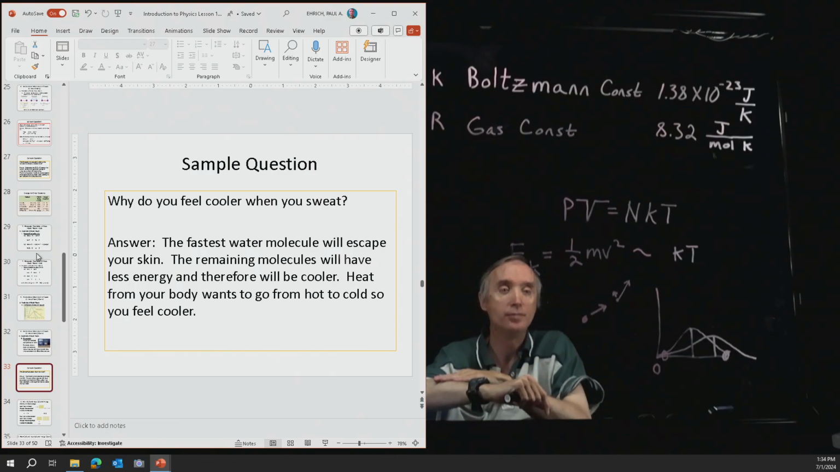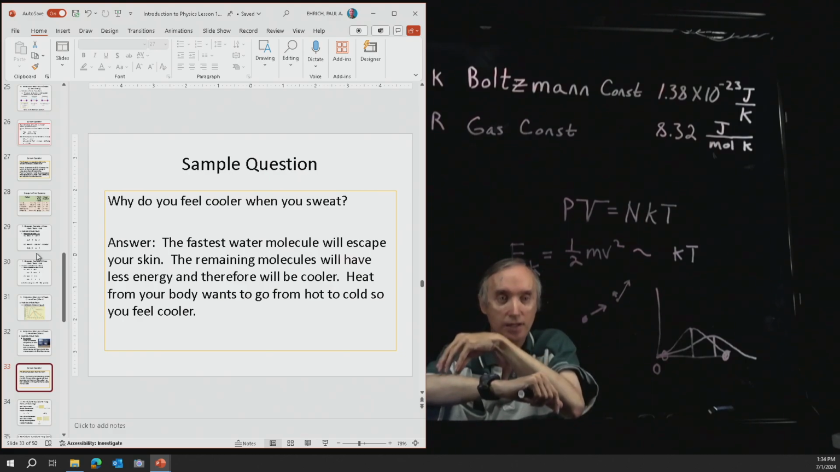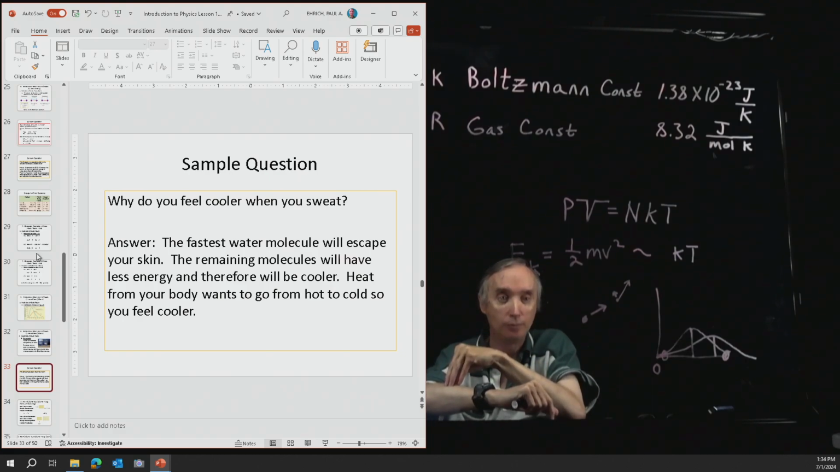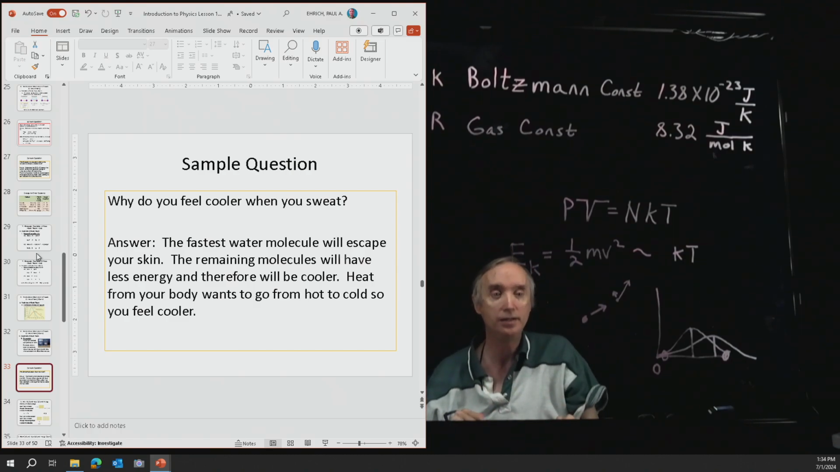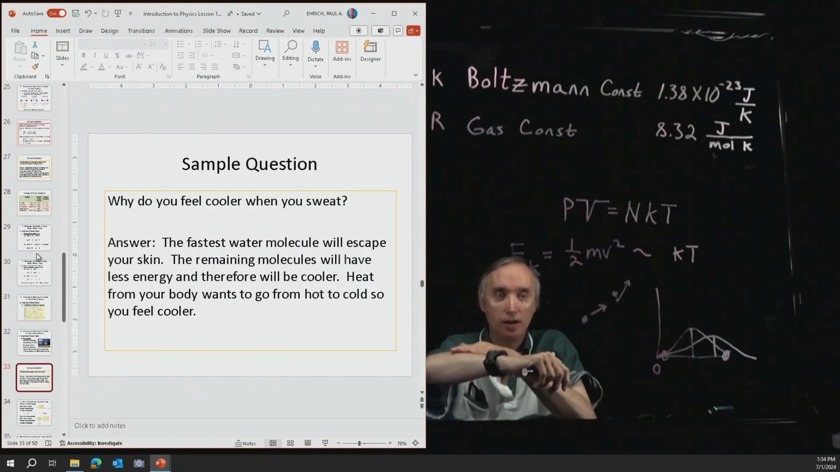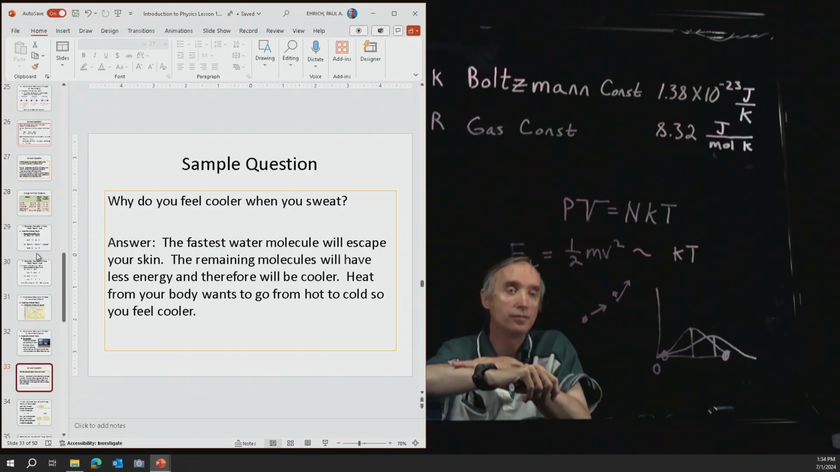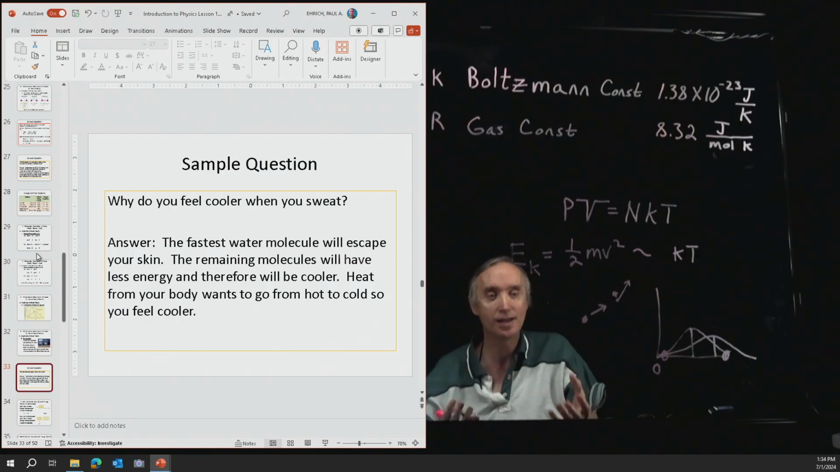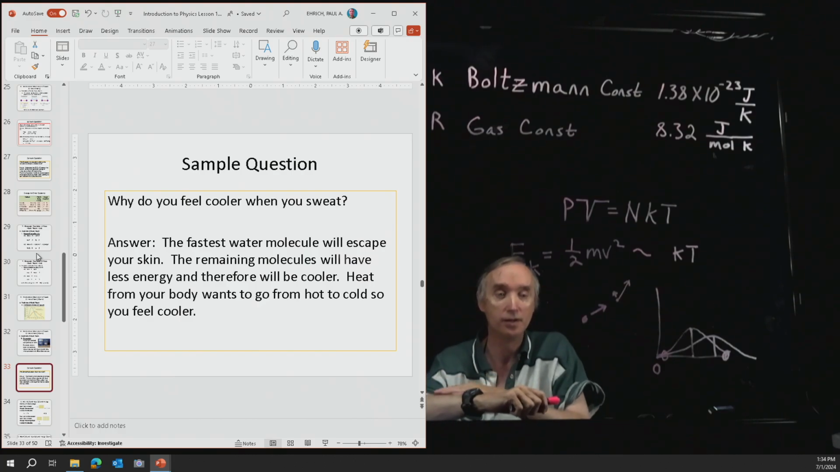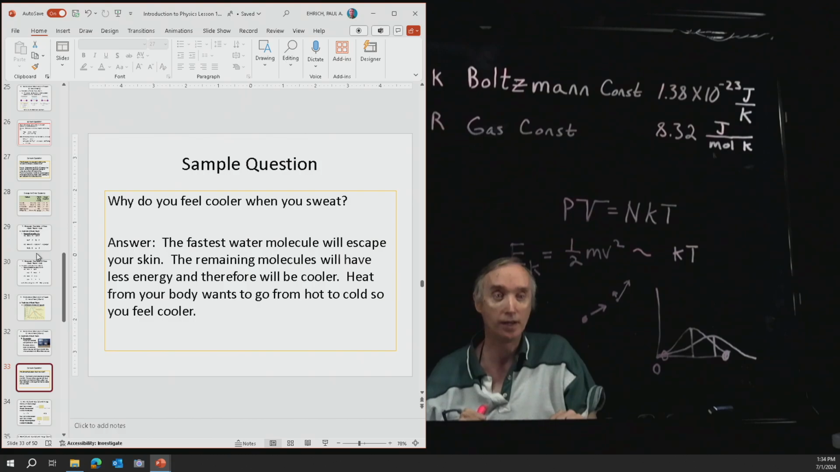And now that means that in order to heat that water back up so that more molecules can evaporate, where does that heat have to come from? You. So your internal heat is then going to heat up that water on the surface of your skin, and then it's going to evaporate. And so the sensation of heat leaving your body is cold. So your skin is going to feel colder when that happens.